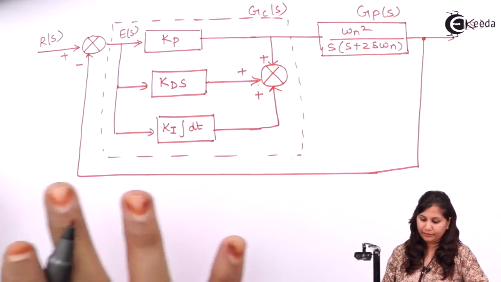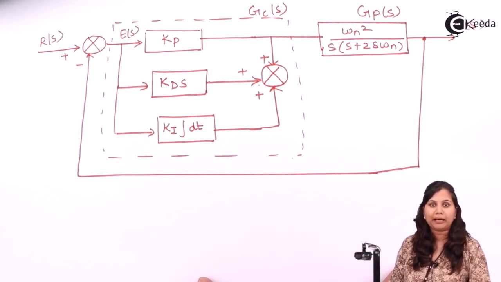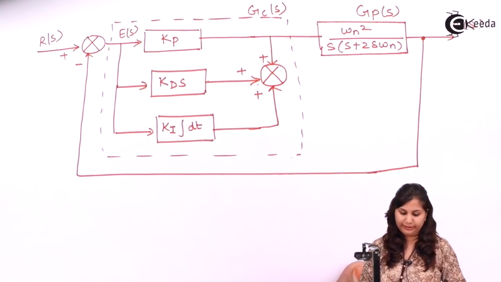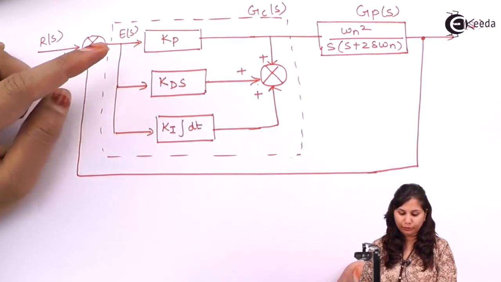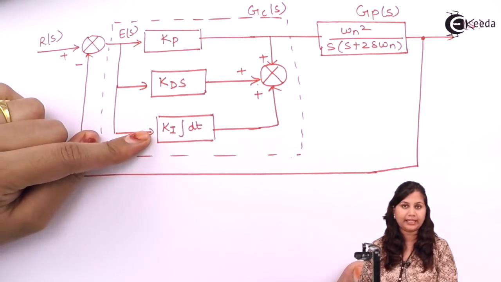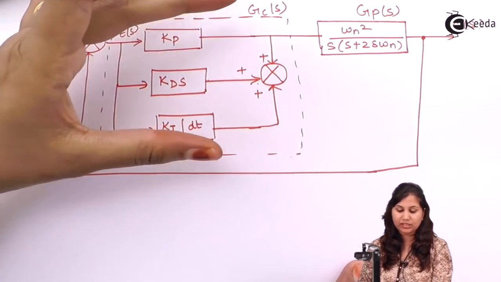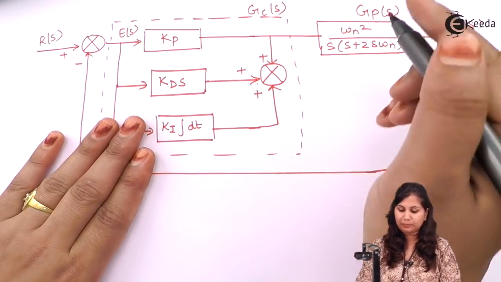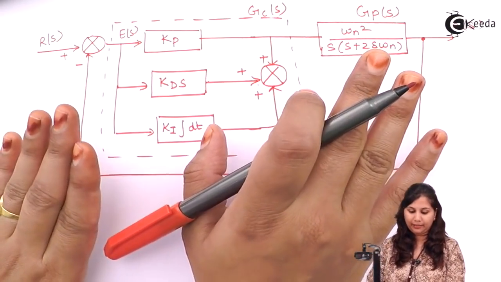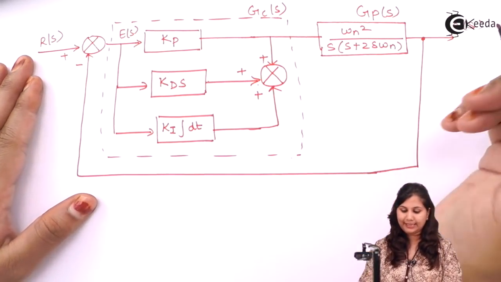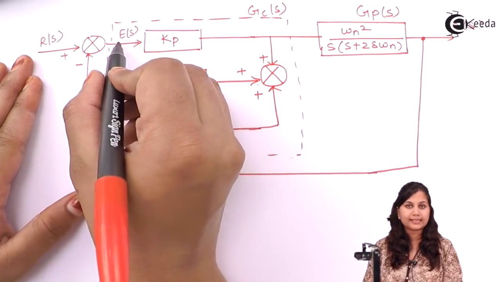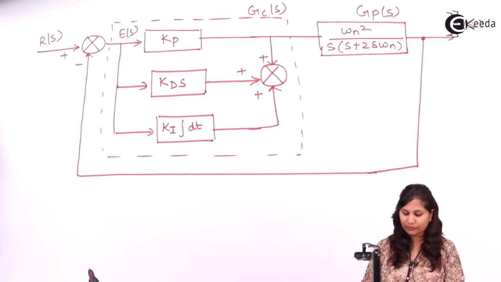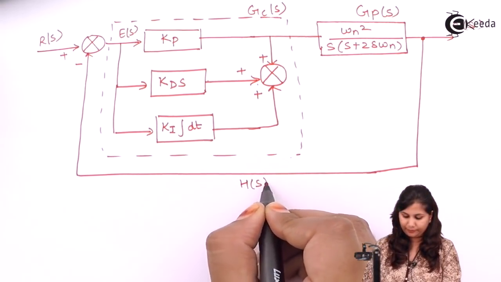So this is the block diagram of a feedback control system which has a PID controller in it. KP is for the proportional controller, KD is for the derivative, and KI is for the integral. GC(s) is the transfer function of the controller, and GP(s) is the transfer function of the plant. R(s) is the input and C(s) is the output. E(s) is the error signal, and here we have a unity feedback system. So here H(s) equals 1.